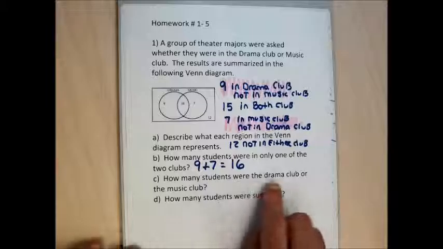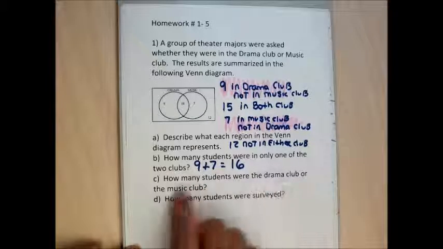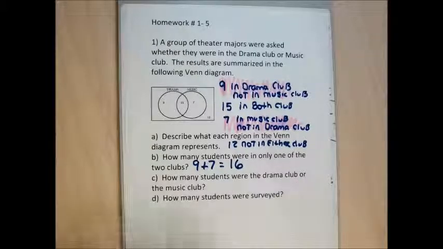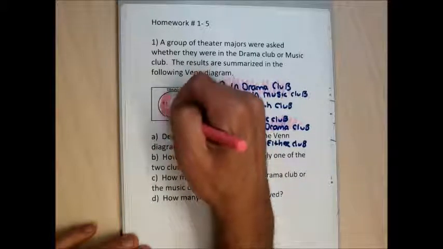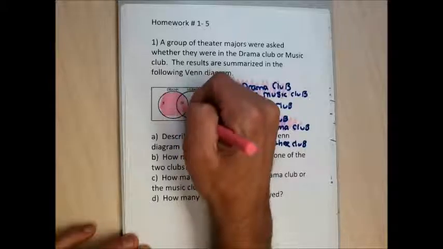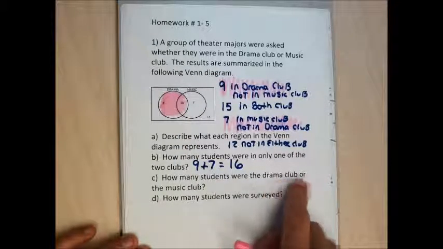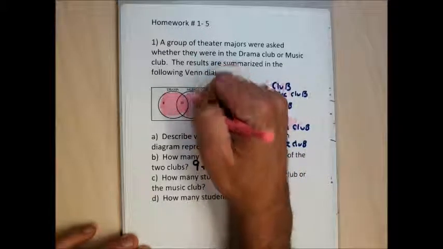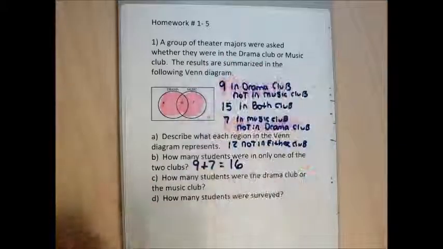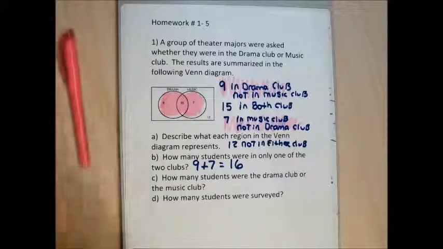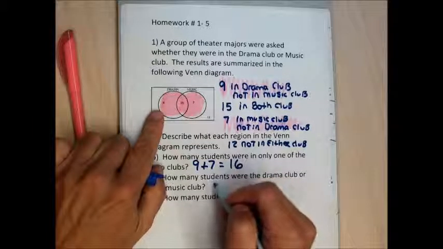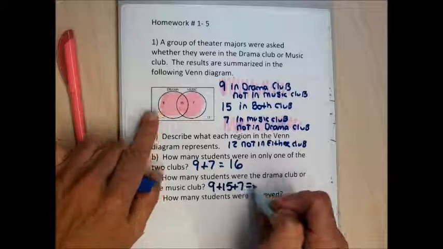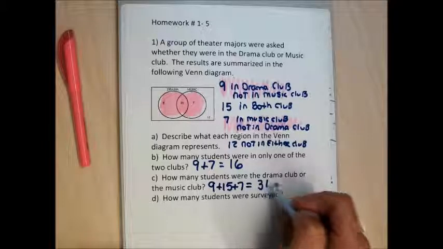Part C asks me how many students were in the drama club or the music club. To do this, I think of the or as a union. I'm going to, in one color, shade the drama circle to represent all the students that were in the drama club. Because or means union, I'm going to shade the entire music circle in that same color. These would be the students that are either in the drama club or the music club. I'm going to add up the numbers, 9, 15, and 7. I think I get 31 to the answer to that.